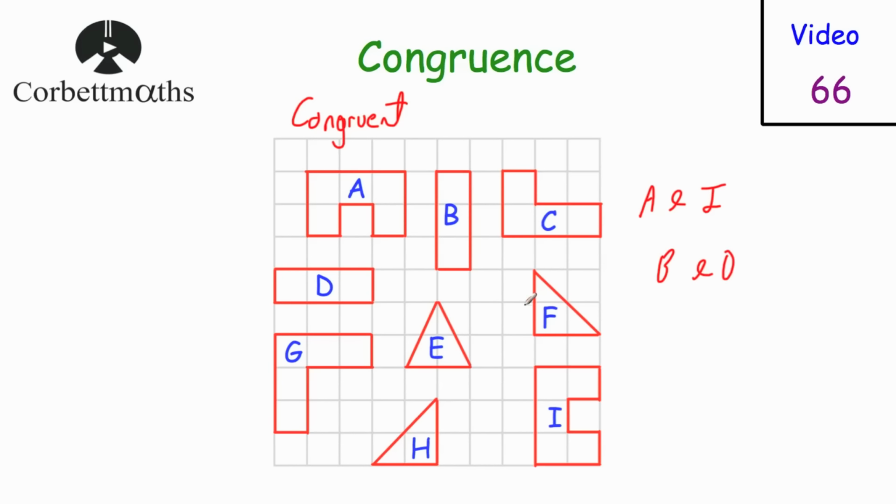F and H would be congruent because they're right angle triangles, and they've both got a height of 2 and they've both got a base of 2, so F and H are congruent as well.